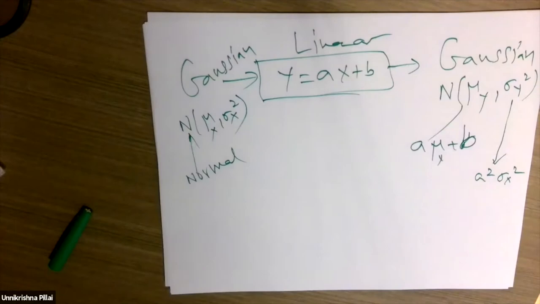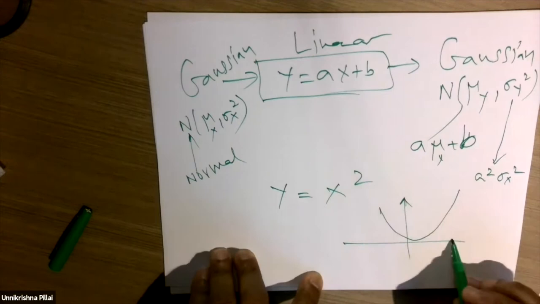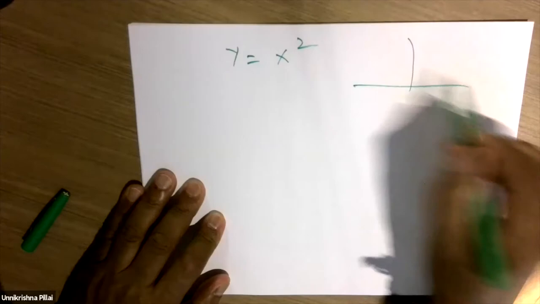So let's do another example. What happens if you square a Gaussian, or square any random variable? So we'll start with Y equal to X squared. You should also draw the graph. It will be useful.